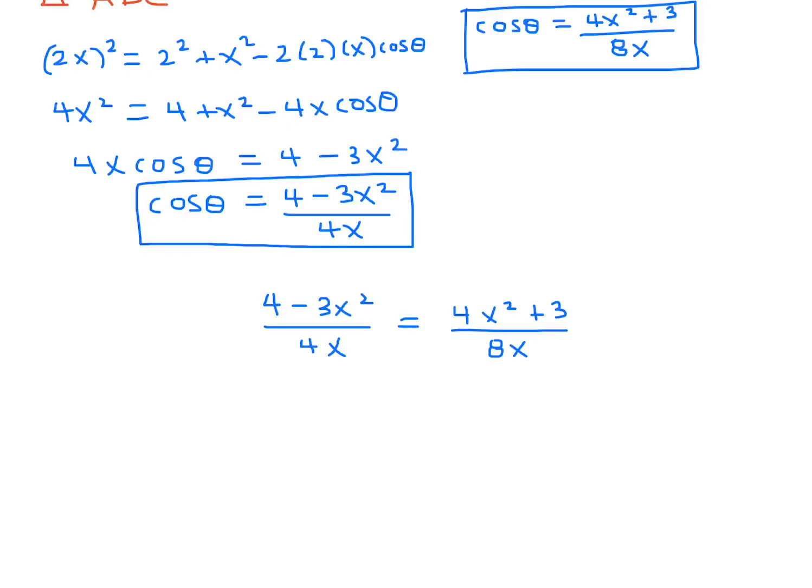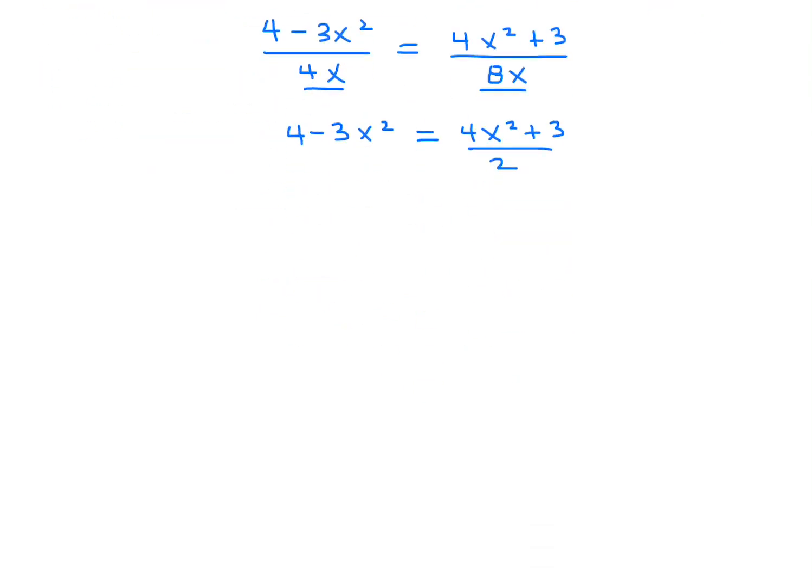And let's see, before we cross multiply, we can get rid of the 4x's, right? If we got 4x here, we got 8x here, so this will just become 4 minus 3x squared, and this will become 4x squared plus 3 over 2, like that. And then we keep simplifying, and so we get cross multiply. 8 minus 6x squared is equal to 4x squared plus 3.